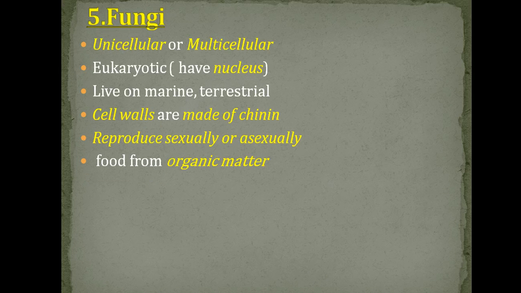The last kingdom is Fungi. Fungi are unicellular and multicellular organisms. They are eukaryotic and they live in marine and terrestrial environments. The cells are made of chitin. They can reproduce both sexually and asexually.